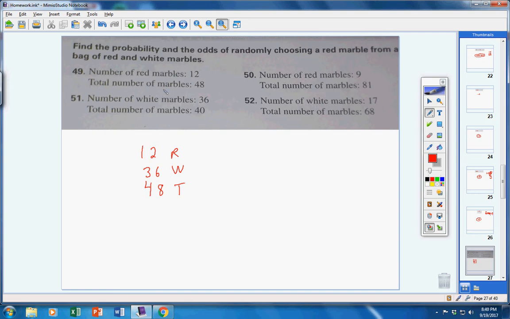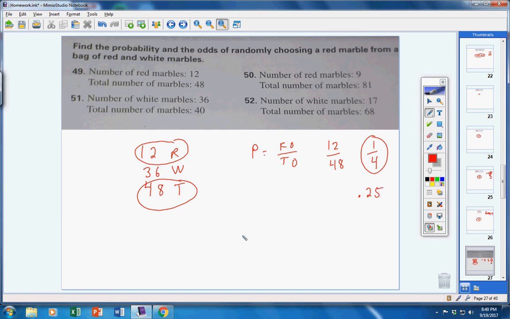We're finding the probability and the odds of choosing a red marble. Okay? So here we go. Probability is favorable outcomes over total outcomes. So my favorable outcomes would be 12. My total outcomes is 48. And we reduce that to 1/4. So your answer is 1/4 or 0.25.